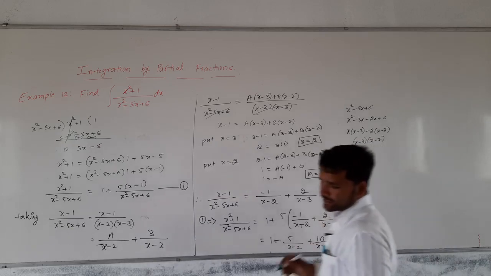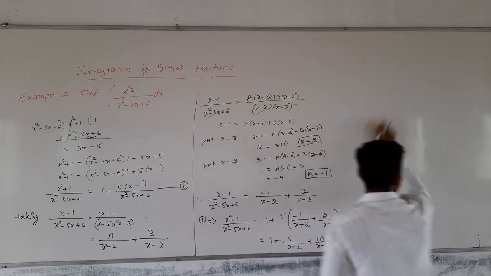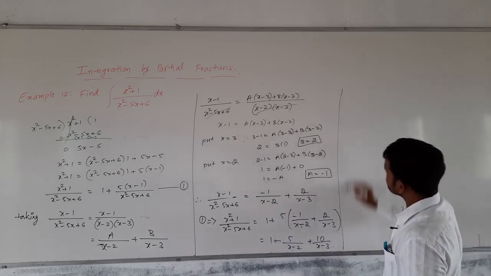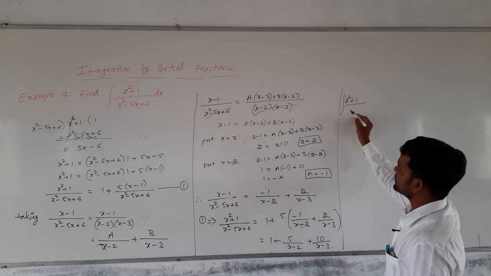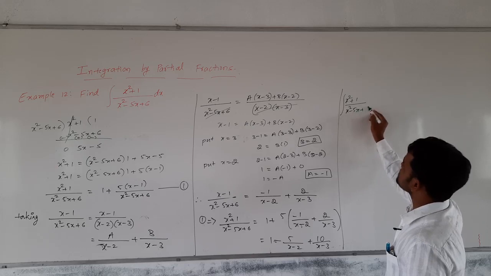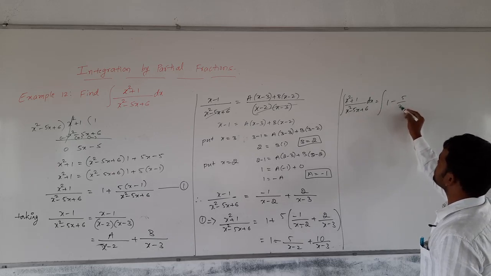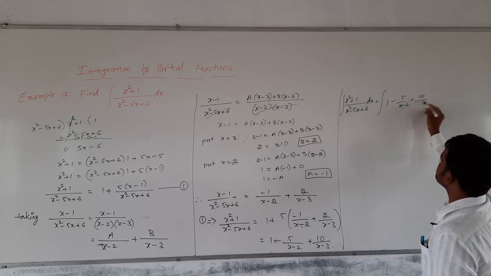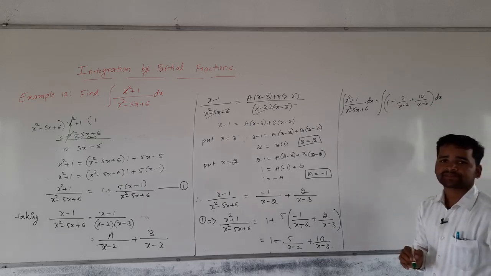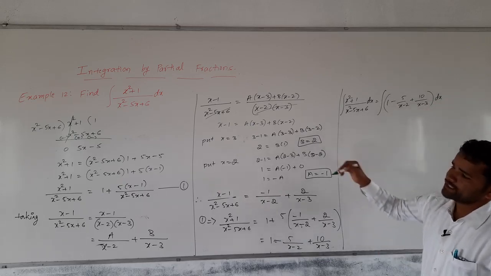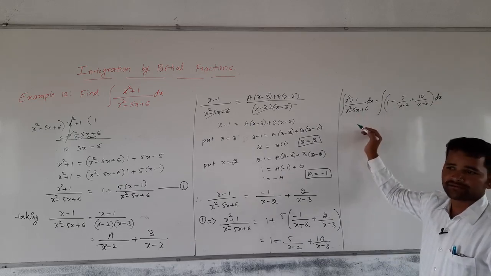Okay. Coming to the integral of both sides, I will take integration. Integration of x square plus 1 by x square minus 5x plus 6 with respect to x is equal to integration of 1 minus 5 by x minus 2 plus 10 by x minus 3 with respect to x. If you want to cross check whether you have done it correctly or not, just multiply this, you should get the function they have given you.